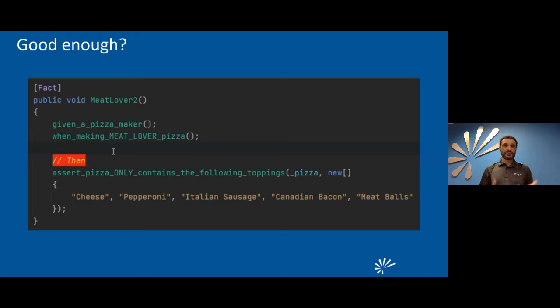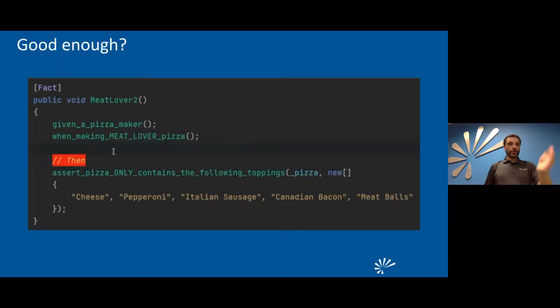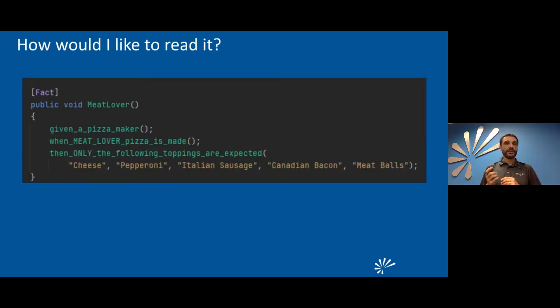Right now the test looks a lot cleaner, but to me it's still not good enough. We can do it a little bit better. I look at code like this and I say, how would I like this code to read, right? To make it more flowing, if you will. And then I write something like this: then only the following toppings are expected in the list of toppings, right? It's still very similar to the one we had before, but now it reads so much better, right?